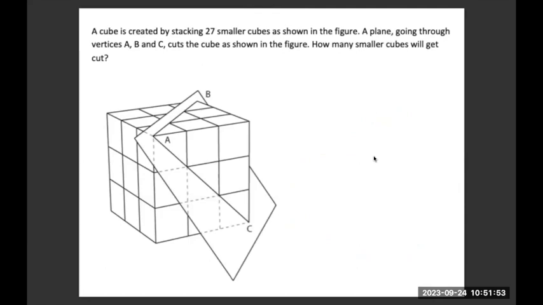So here you are given a cube which is made up of 3, 3, 3, which is 27 smaller cubes. 3 cubes on all the 3 axes, 27 smaller cubes. A plane ABC is cut through the cubes. You have to guess the number of smaller cubes that will be cut. It's NAT based.